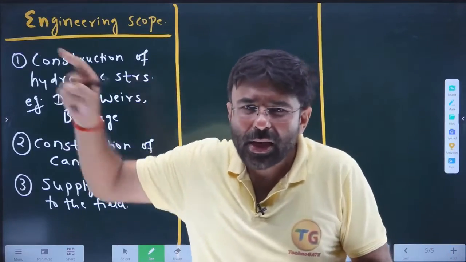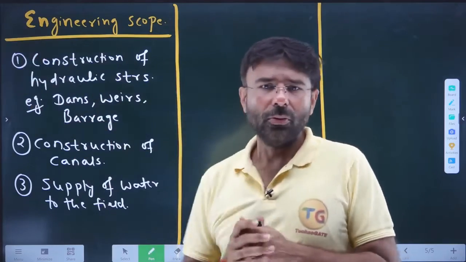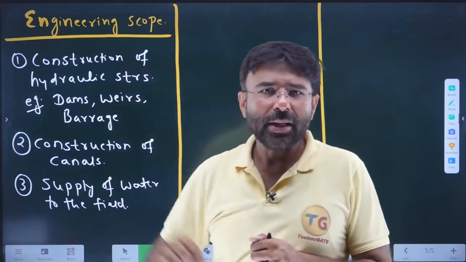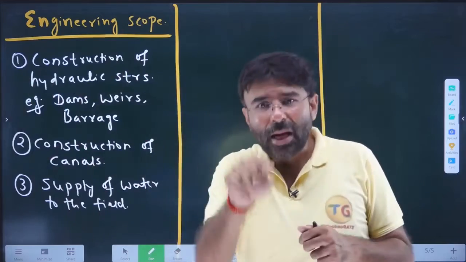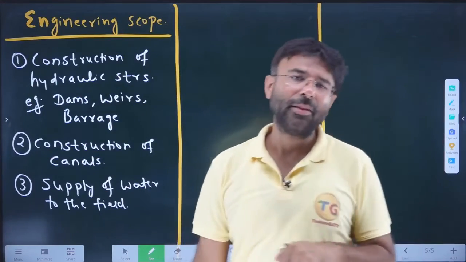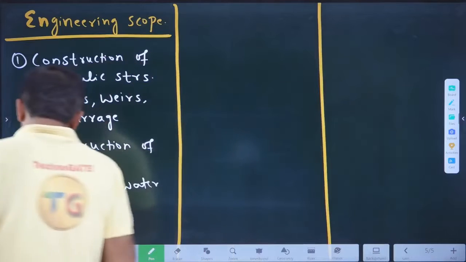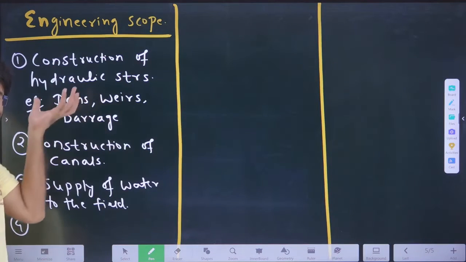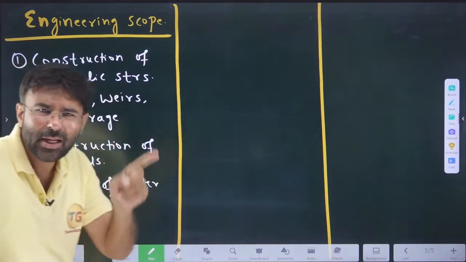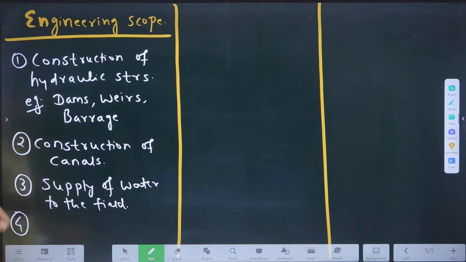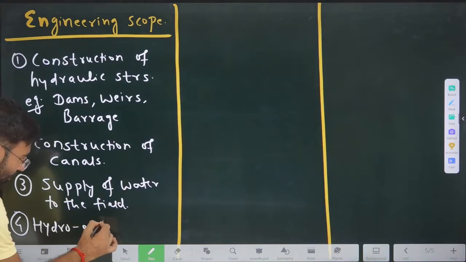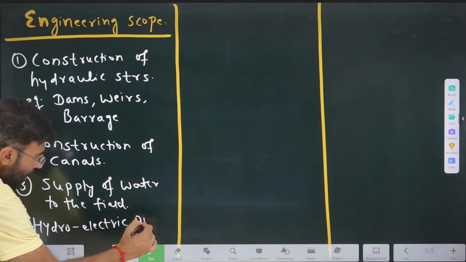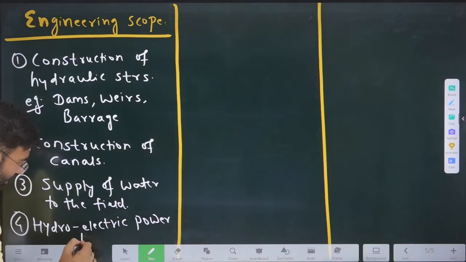How much discharge will be carried by the canal? Discharge is equal to area into velocity. The farmer does not know how to calculate the discharge. How to calculate the area, the velocity, and the design discharge will be done by us. Apart from this, wherever our irrigation project is constructed, wherever dams, weirs, barrages are constructed, definitely hydroelectric power plants are also constructed over there.